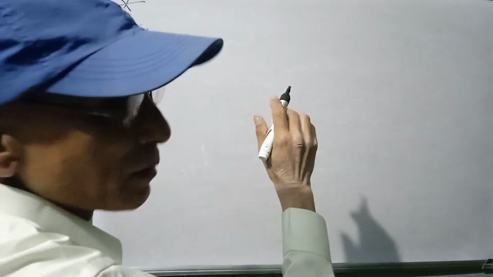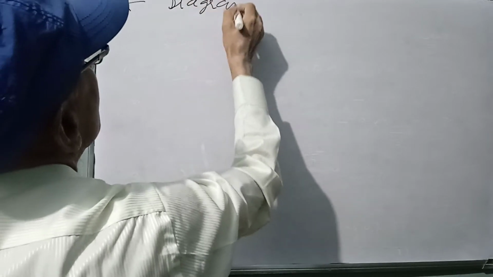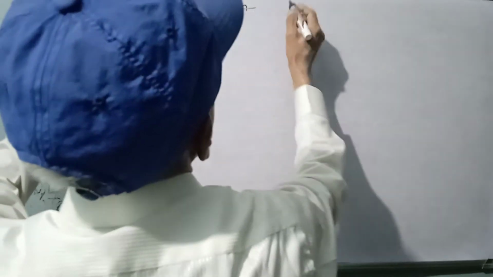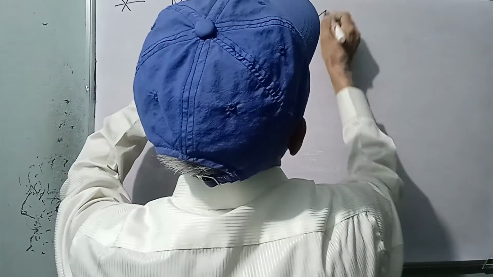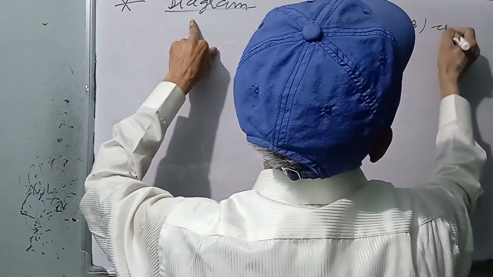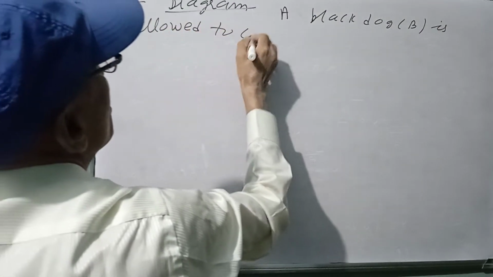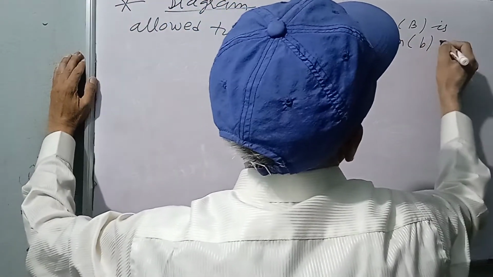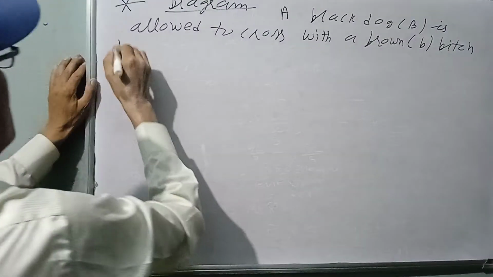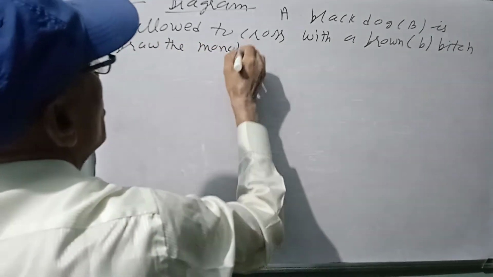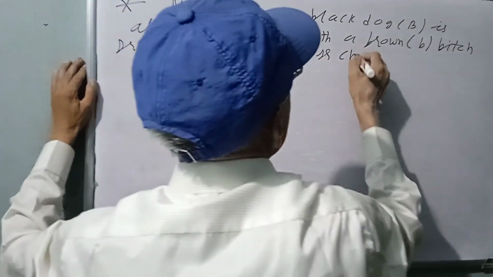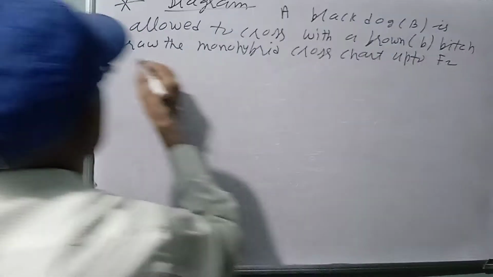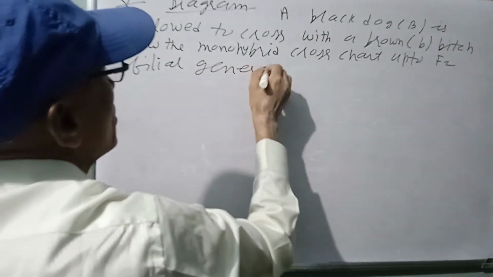In the same way, you can practice other questions as well, pressure, energy, etc. Here, monohybrid cross diagram. Here, you have to understand the question. A black dog, B, is allowed to cross with a brown, small b. Draw the monohybrid cross chart up to F2 filial generations.